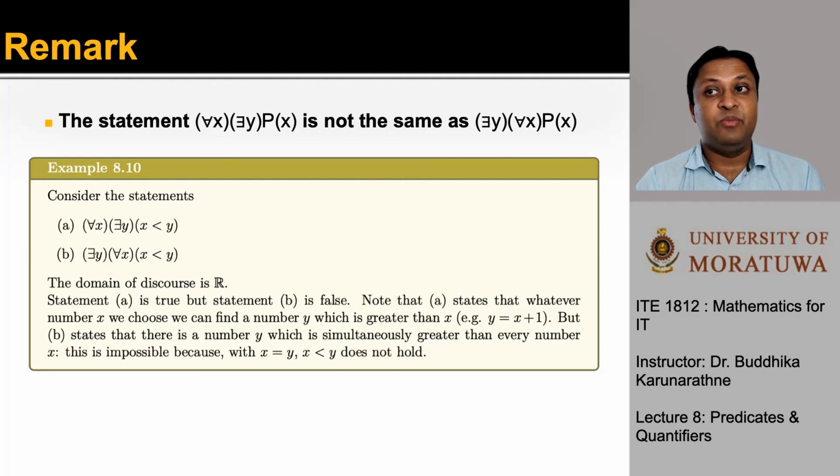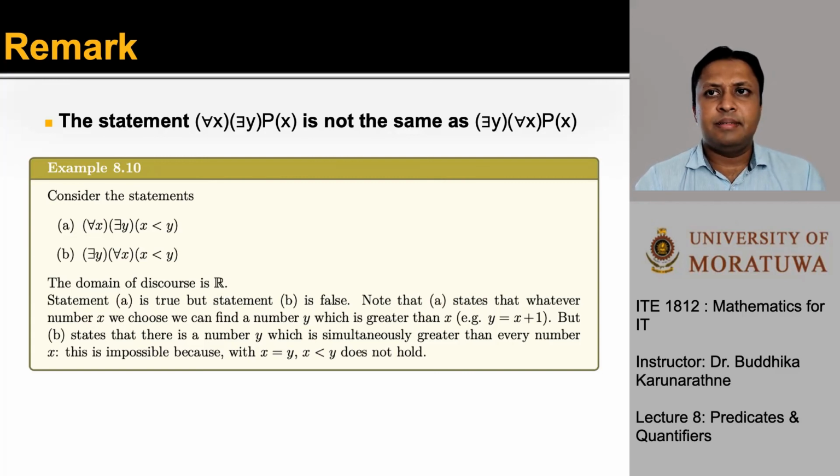Let's see why. Statement A states that whatever number x we choose, we can find a number y such that x is less than y. For example, y equal to x plus 1. So statement A holds true.